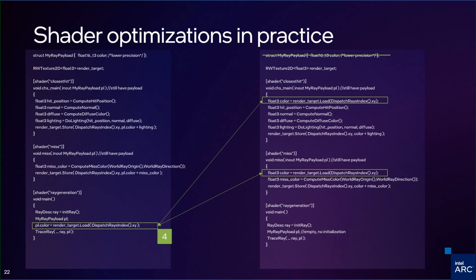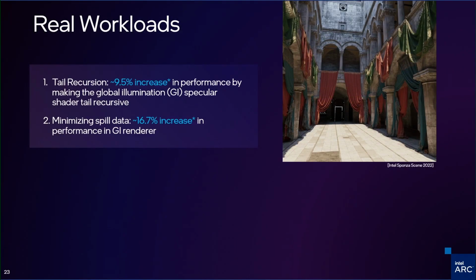So the final point here is to get rid of the payload altogether. I know on the previous slide, we did a bunch of work to compress or reduce the amount of the payload passed. Here we get rid of it entirely by just doing the load in the closest hit and miss shader. So by putting all of these things into practice, we've actually seen quite a bit of performance speedup. And I provide two examples here from real workloads in the real world. One of them is putting this tail recursion that I talked about in place. We've actually seen around a 9.5% increase in performance. This was on a global illumination specular shader. And the other is minimizing the spill data that we had to do the spills and fills on.